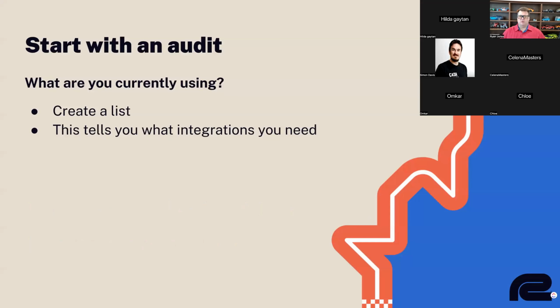So you start with an audit, and an audit sounds complicated, but it's just, what are you using at the moment? Create a big list. Where is your customer data? This is going to tell you the integrations that you might need. That's going to help you decide what platforms you're going to need to use down the track. It's going to help you understand what data you've currently collected about customers, which will also help you understand what data you're not collecting about customers that you want to be able to collect.